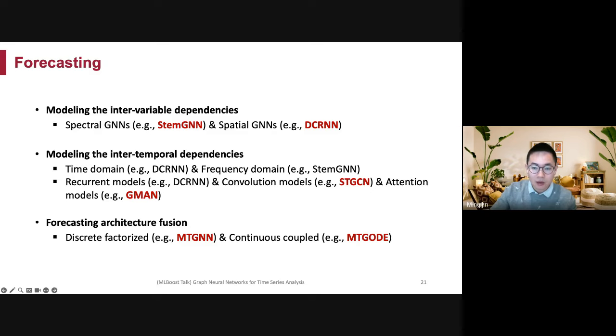Okay, and when we wish to give an example of the attention-based method when modeling the temporal dependencies, whether pure attention or transformer-based, we could have a look at the GNN. So this is another method. Okay, and for the architecture fusion, a discrete factorized method, an example is the MTGNN, or we can have a look at the continuous coupled models. An example here is the MTGODE. So these methods are what we are going to discuss.